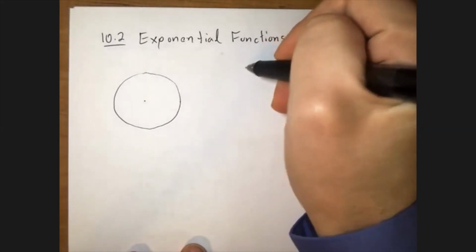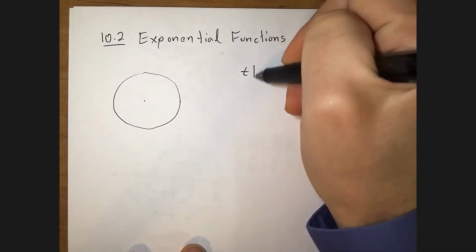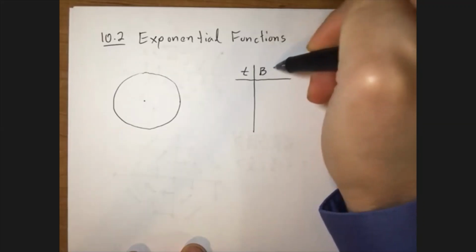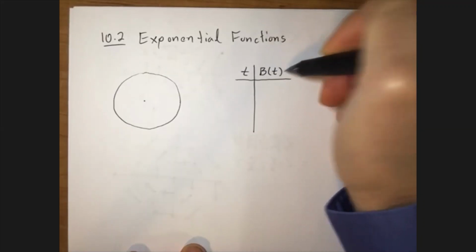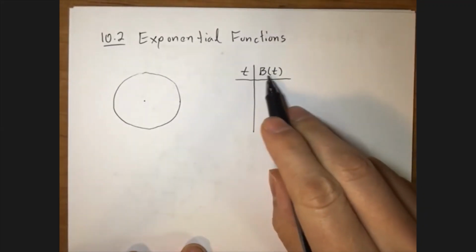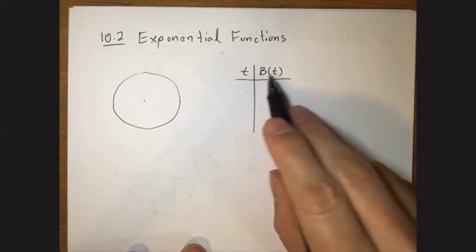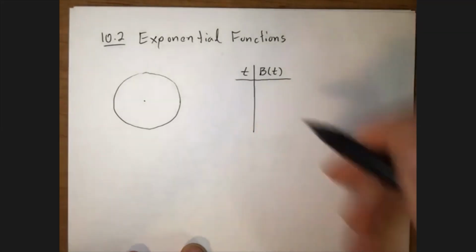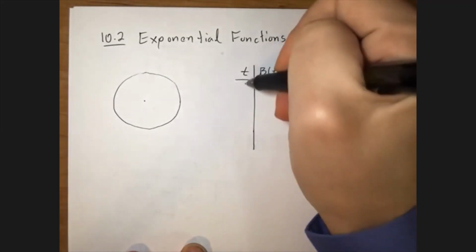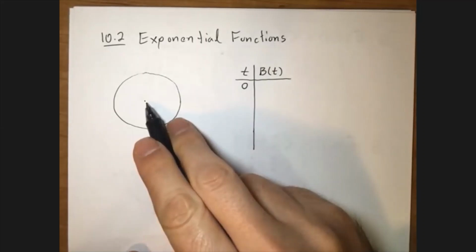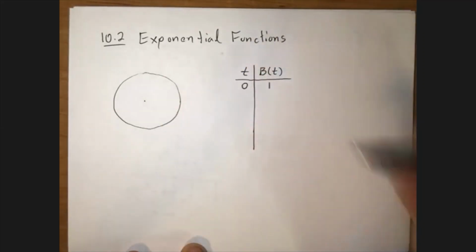So what I'm gonna do is make a table with T for time, and then I'm gonna have a function B of T to represent the amount of bacteria after T hours. Okay, so T is measured in hours, B of T is the amount of bacteria after that many hours. So after 0 hours, we started with one bacterium, all right? So the amount of bacteria is gonna be one.